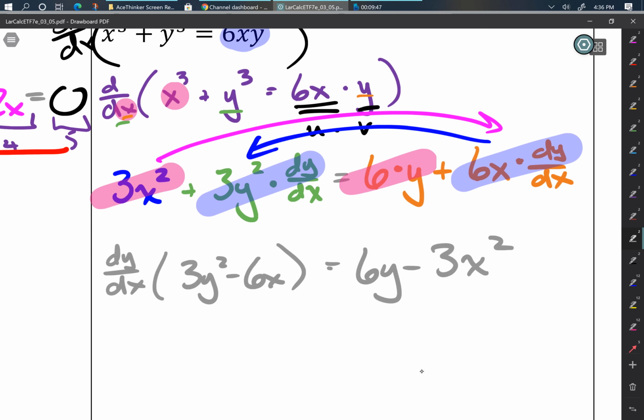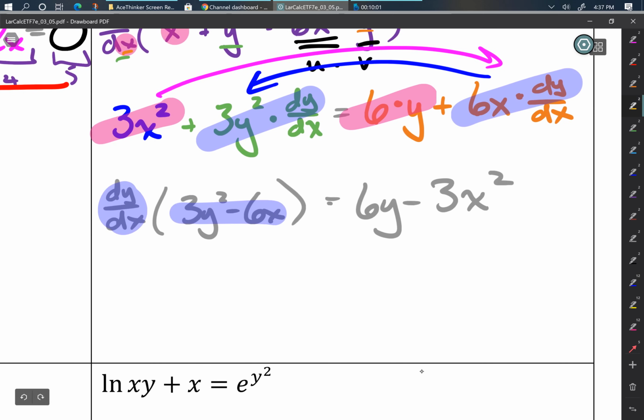So the 6x dy dx, when I move that term to the left, it became negative, and then I factored out the dy dx. Now, over here on the left, I have dy dx times something. I don't want dy dx times something. I just want plain old dy dx. So I will divide. That gives me dy dx is equal to 6y minus 3x squared divided by 3y squared minus 6x.